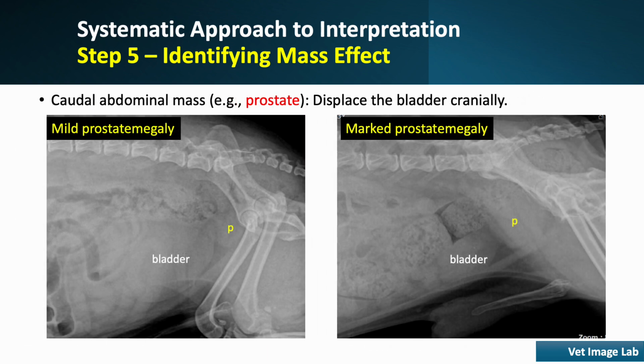Let's see, these two radiographs show different degrees of prostatomegaly. The image on the left represents mild prostatic enlargement, while the one on the right shows marked prostatomegaly. As the prostate enlarges, it displaces the bladder cranially. In the more advanced case on the right, the bladder is pushed even further forward, and the prostate appears more prominent.